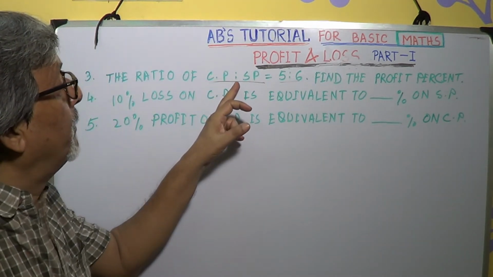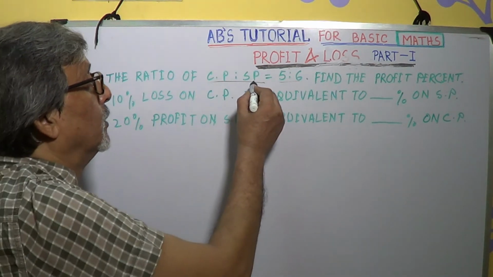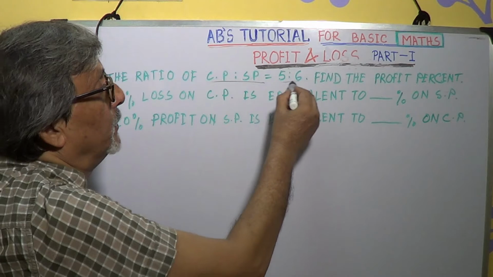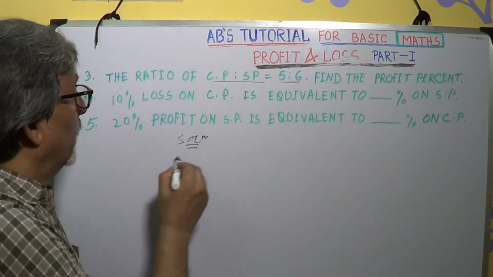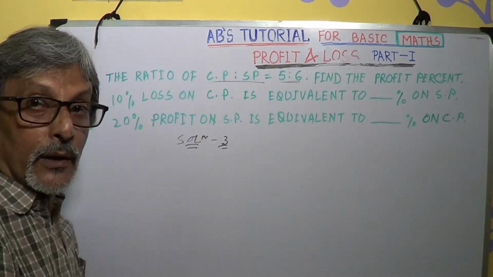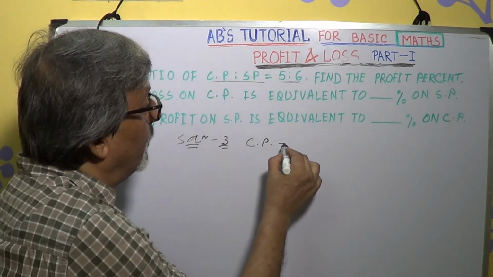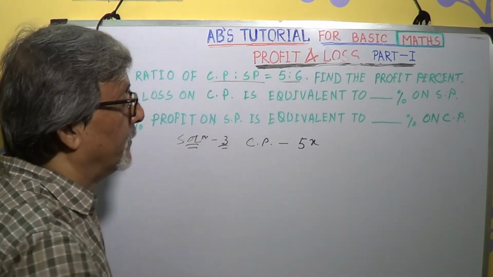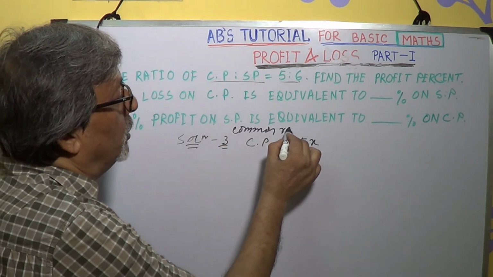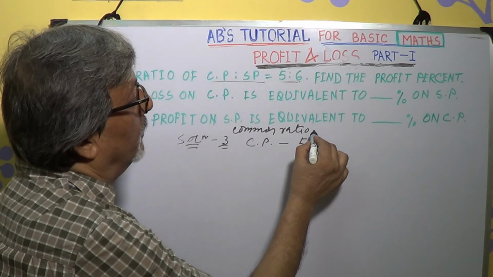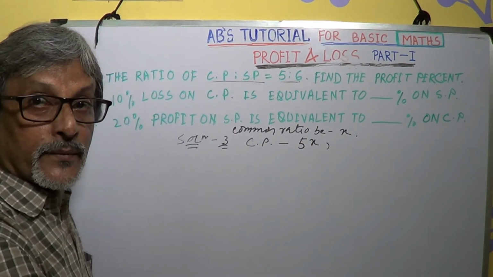Now the ratio between CP and SP, I mean cost price and selling price, is 5:6. So, solution number 3. You see that if the common ratio is X, then CP is 5X, isn't it?